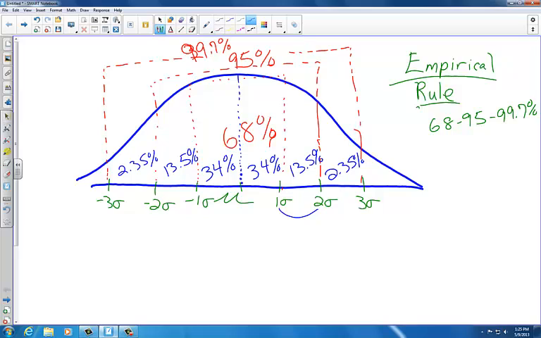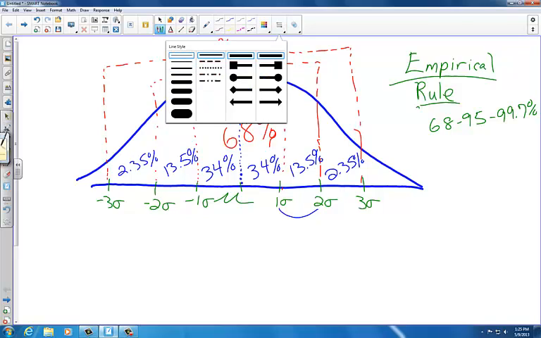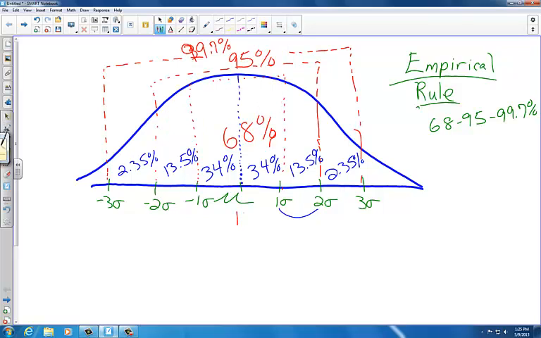The empirical rule is very useful for answering certain types of questions about our data. For example, let's suppose that the mean IQ happens to be 100 with a standard deviation of 15. So here is my mean of 100. That means I'll have 115, 130, and 145 for 1, 2, and 3 standard deviations above the mean, respectively. I'll have 85, 70, and 55 at 1, 2, and 3 standard deviations below the mean.